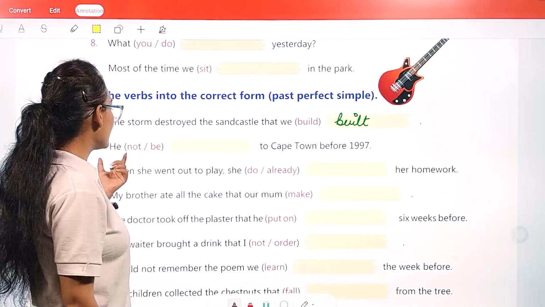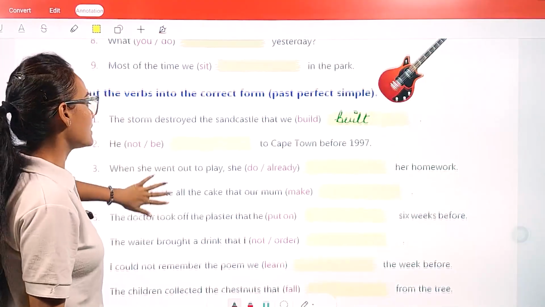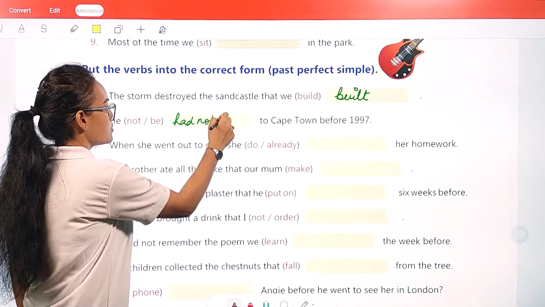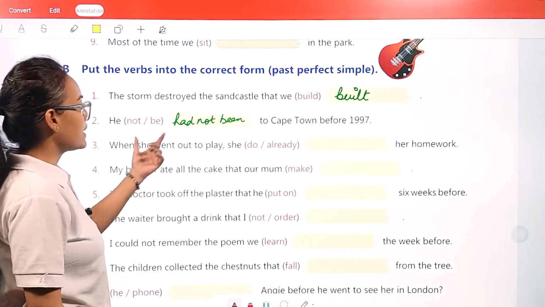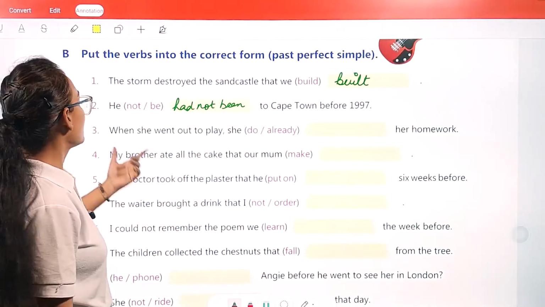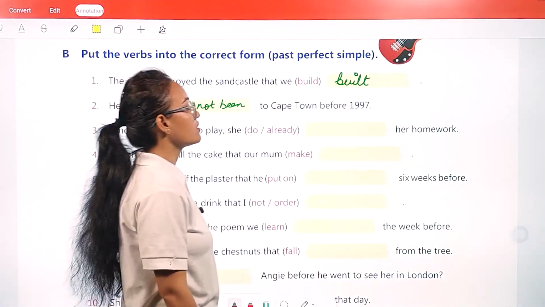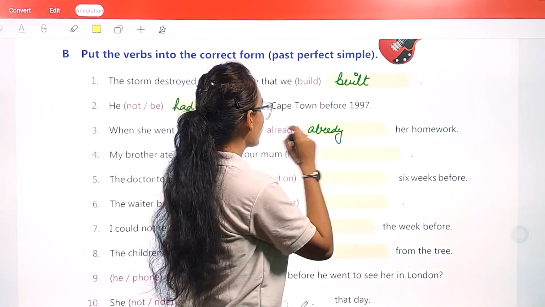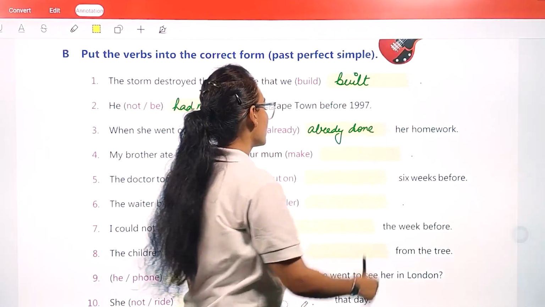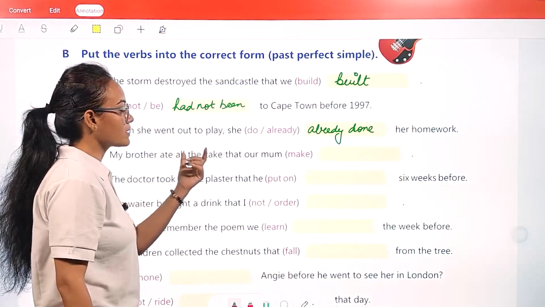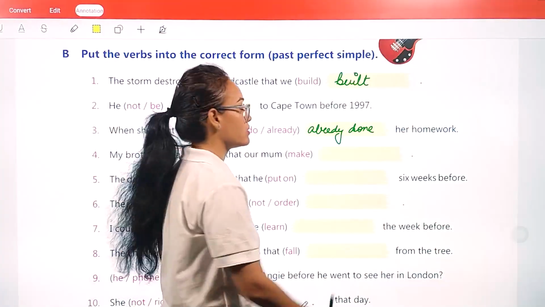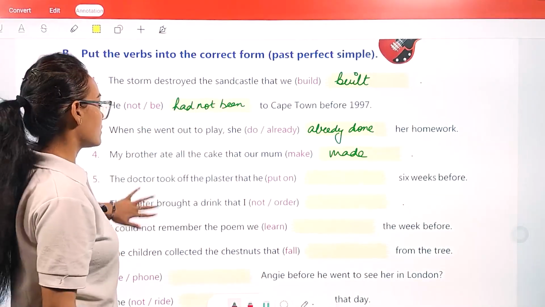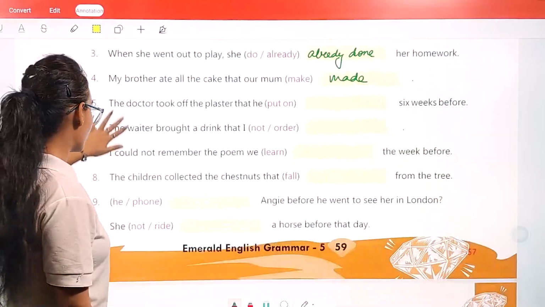Okay, he not be to Cape Town before 1997. He had not been. Okay, he had not been to Cape Town before 1997. When she went out to play, she already had done her homework. My brother ate all the cake that our mom made. Then, similarly, the rest of the four you are going to complete with your own.